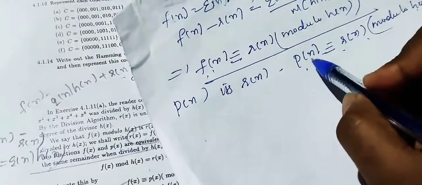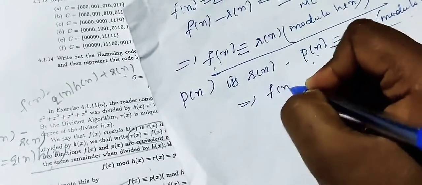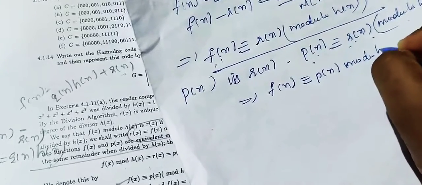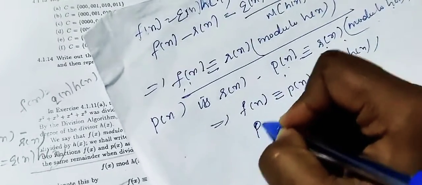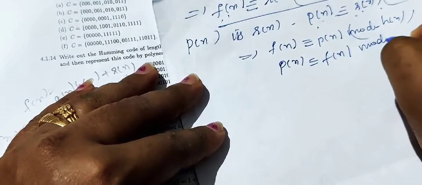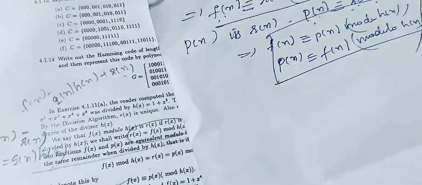So in this case, p of x is congruent to r of x modulo h of x, which implies what? f of x is congruent to what? p of x modulo h of x. Or p of x is congruent to f of x modulo h of x. Clear? So this is the representation.